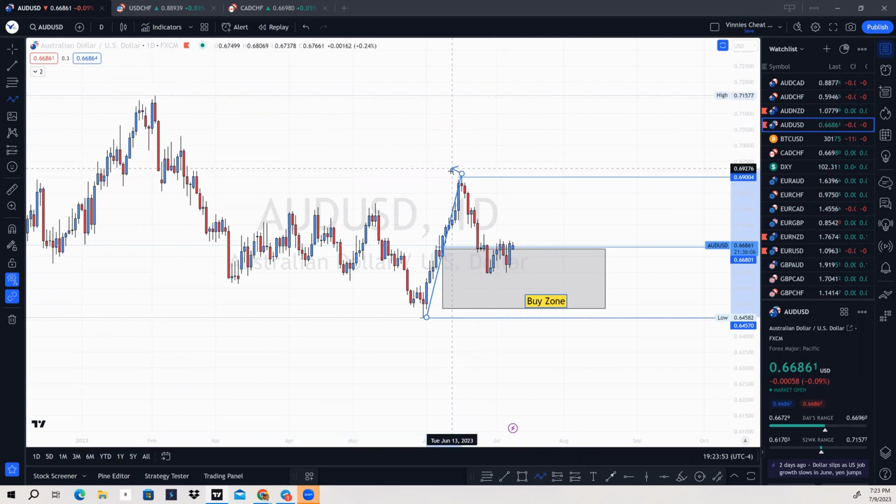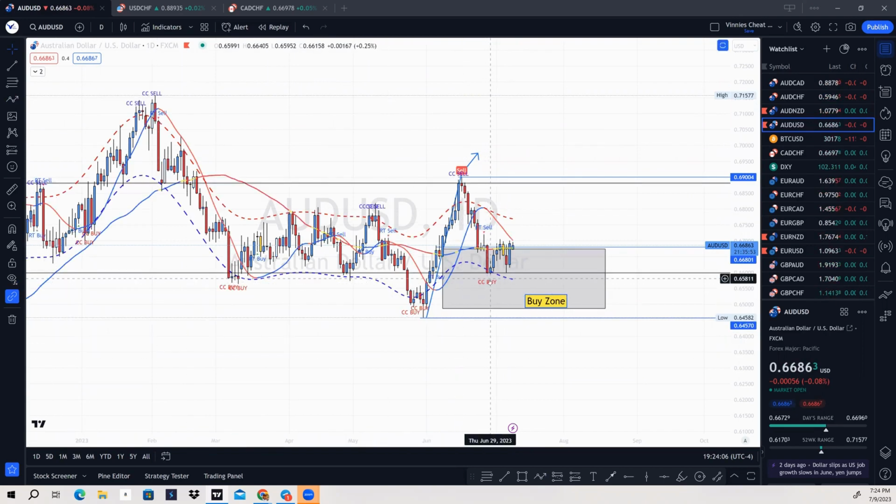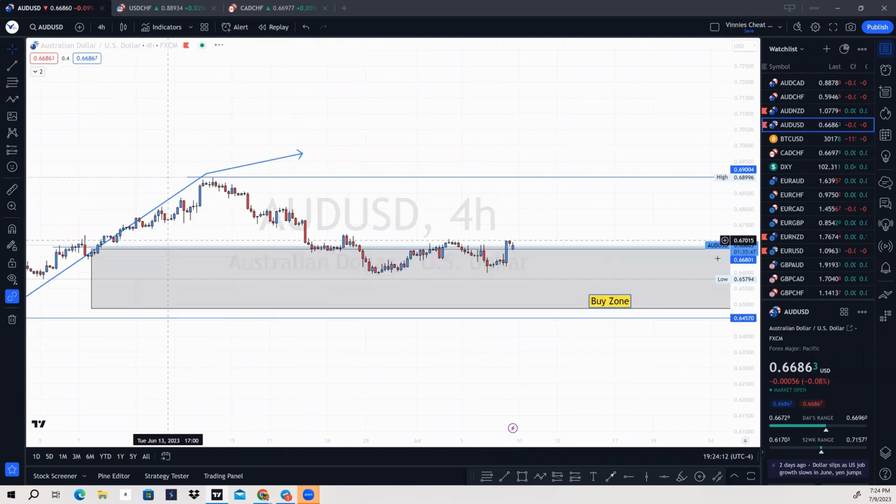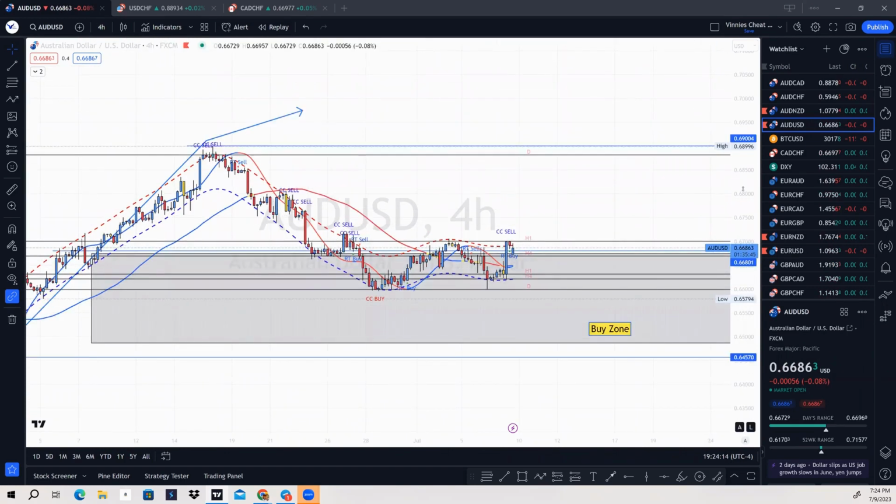Okay, but that's long term. I can only react to what price is giving me now, and it is giving me some bullish price action at this current moment. So if I turn on the indicator on the daily time frame, again, we have a CC buy inside of our buy zone. Okay, so what we can do is go down to the 4 hour time frame.